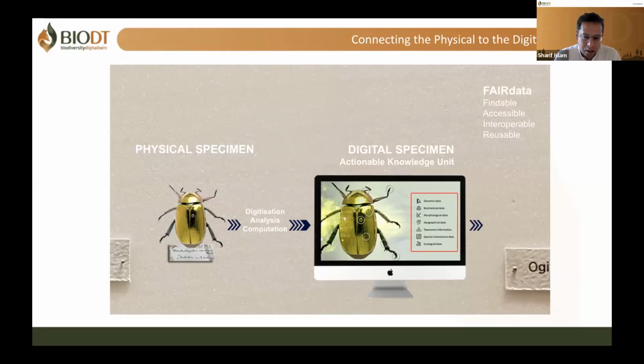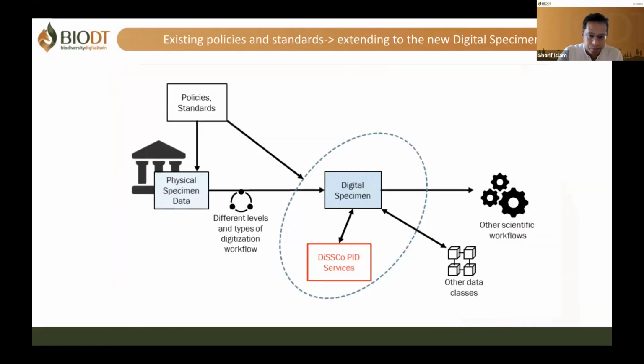The idea is not just to have a digital entity or digital representation, but to make that digital representation an actionable knowledge unit. I'll show an example of what we mean by that in a minute. So it's more than just creating a web page, more than just getting a picture. We want to connect it with different data sets, different types of operations, and expand this collection of information in different domains. The conceptual planning for this happened in the last few years.